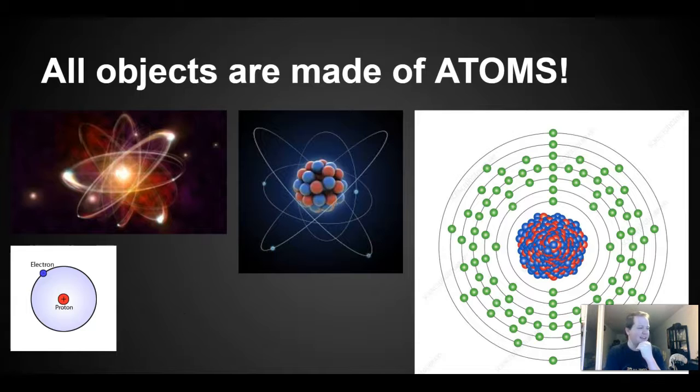What do you think? What did you remember? Atoms are very small. Remember that everything around us, including the computer, including your skin, including your eyes, all things are made of atoms. And there are many different types of atoms.